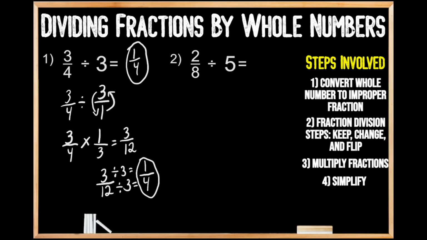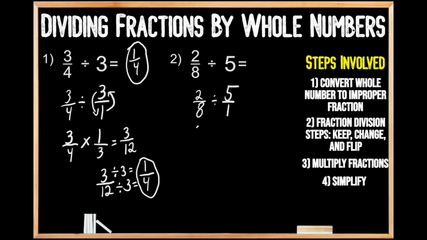Now we're going to move on to question number 2, where this time we're being asked to divide the fraction of 2/8 by the whole number of 5. Remembering our first step is to convert our whole number into an improper fraction, we're going to write a fraction where the whole number of 5 is our numerator and we have a denominator of 1. Then we're going to write out the rest of this division problem before we move on to step number 2, where we're going to keep, change, and flip.